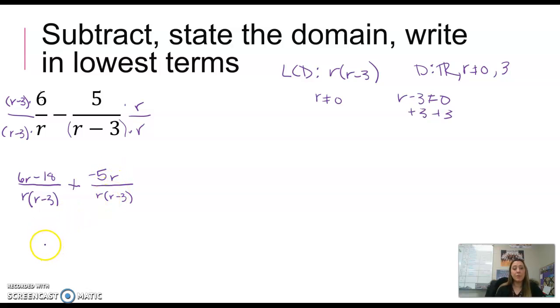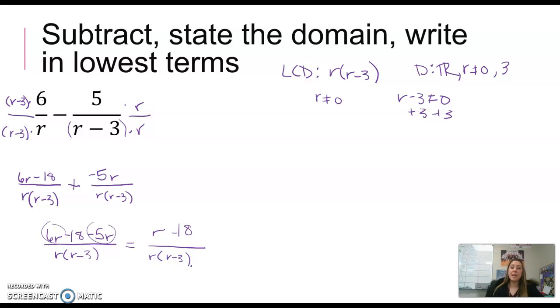So then I can rewrite this all over one fraction. So r over r minus 3, over 6r minus 18, and then I have plus negative 5r. Now I can combine my like terms and get my answer. So I've got 6r and negative 5r, which gives me an r, and then I have a negative 18. And again, my answer is always going to be over that lowest common denominator. It just kind of stays along for the ride.